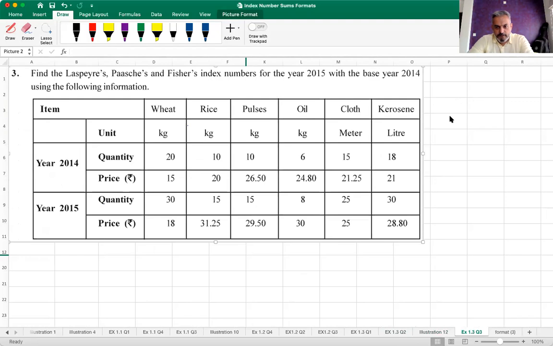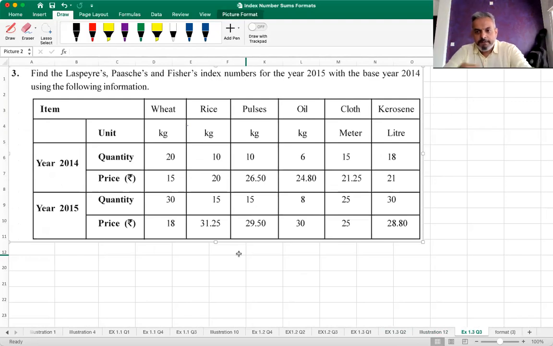Come to exercise 1.3, question number 3. Now, such sums are expected for 5 marks, okay? Please be careful while you do them. Find the Laspeyre, Paasche, and Fisher's index number for the year 2015 with base year 2014 using the following information.